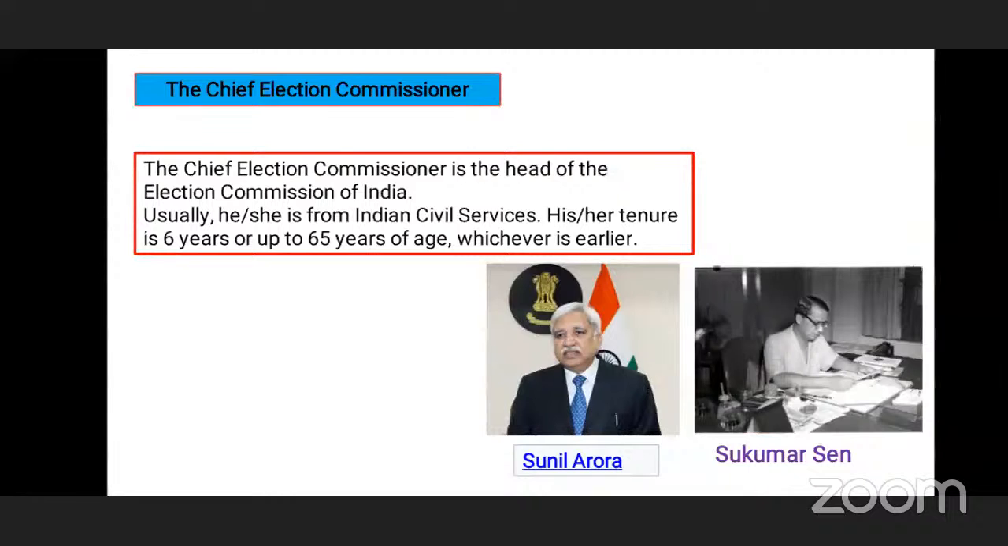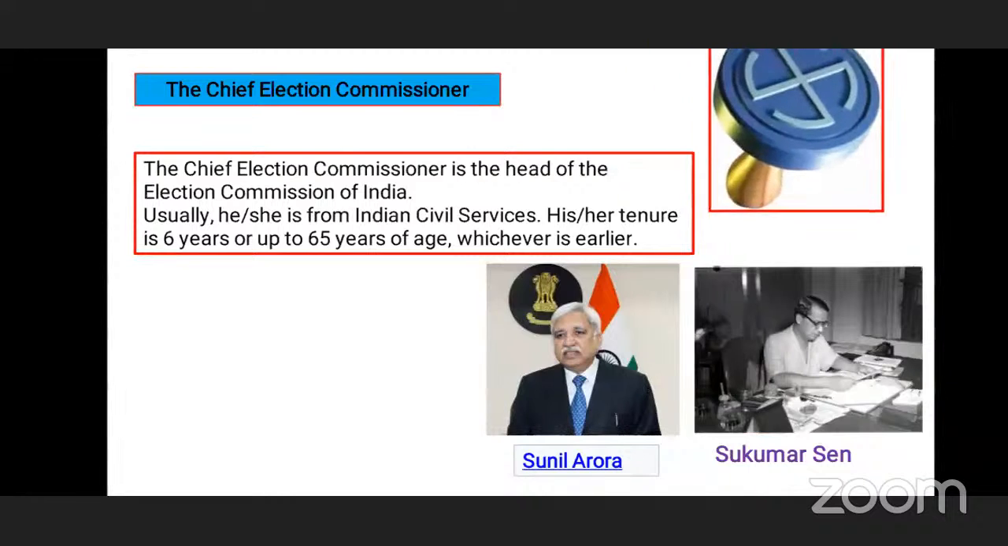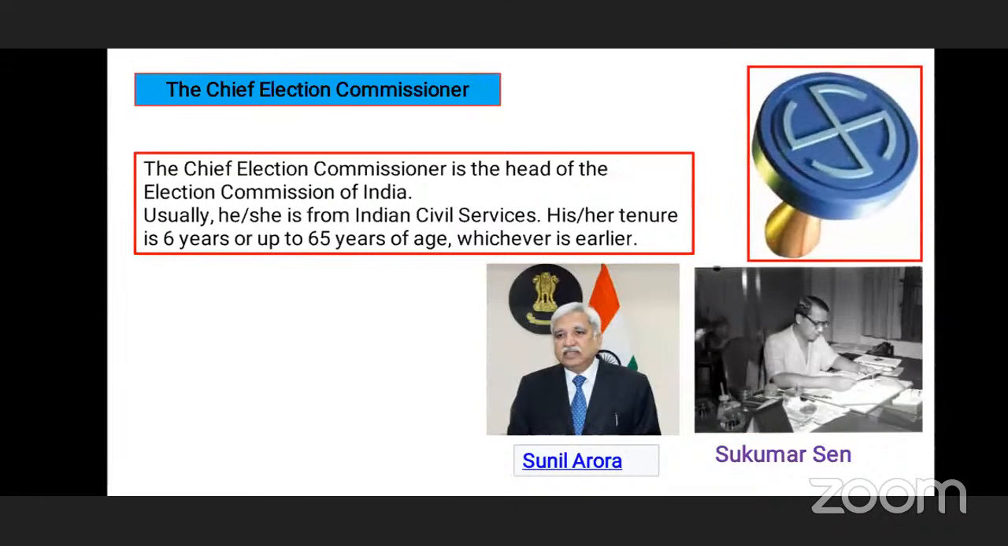The Chief Election Commissioner. Look at this. The Election Commission of India's head is the Chief Election Commissioner. The Chief Election Commissioner is the head of the Election Commission of India. Usually, he is from the Indian Civil Services. His tenure is 6 years or up to 65 years of age, whichever is earlier.